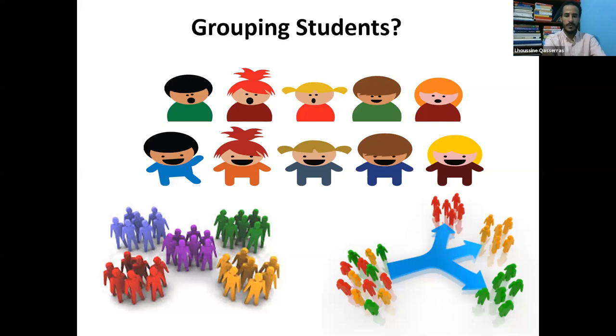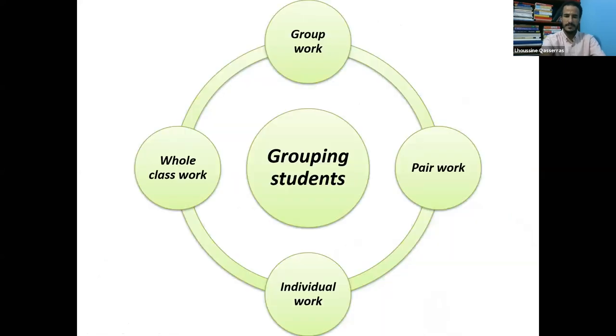But here, we are not talking about seating arrangement, but we are talking about a kind of mode of work. Circle, solo work, great, Hanan, according to their learning style, Huda said, wonderful. So you are talking about pair work, group work, etc. Okay, so let's see here. Grouping students, we can group them in group work, in groups of 4, 5, or pair work, or individual work, or whole class work. So these are the types of grouping students.